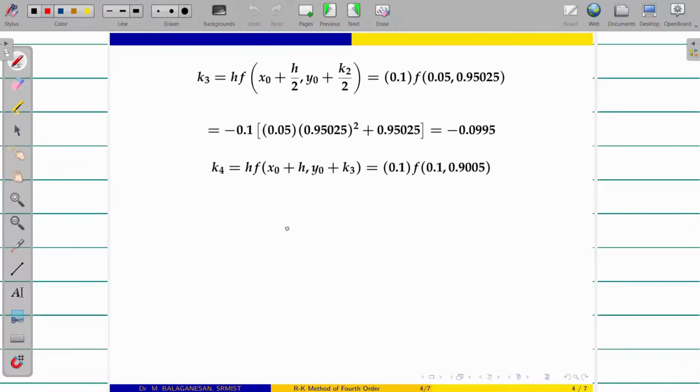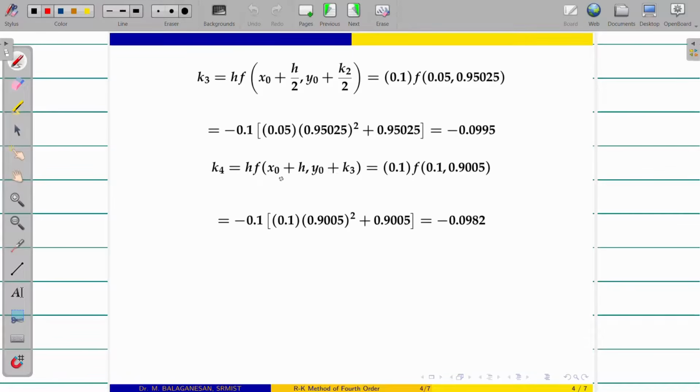Similarly proceed for k3. K3 formula is h into f of x naught plus h by 2, y naught plus k2 by 2. Now, if you simplify this, you'll get it in the form of f of x comma y. In the place of x, you have to replace 0.05. In the place of y, 0.95025. Replace that, you can get k3, right.